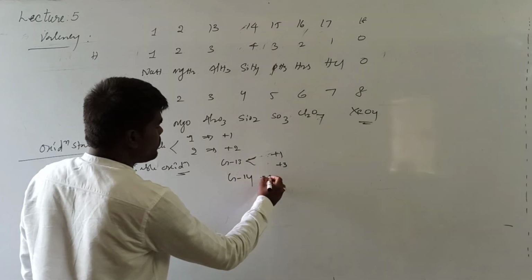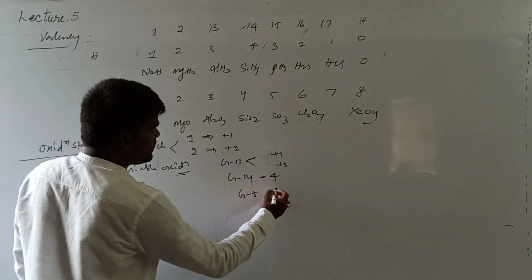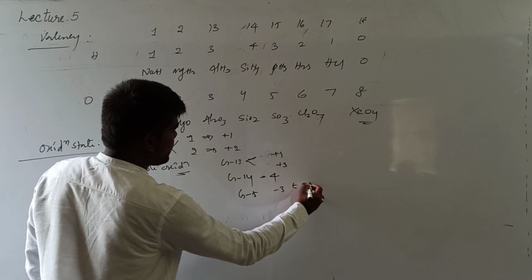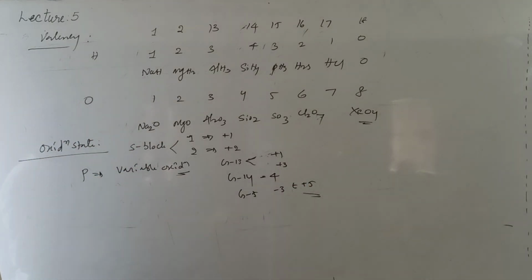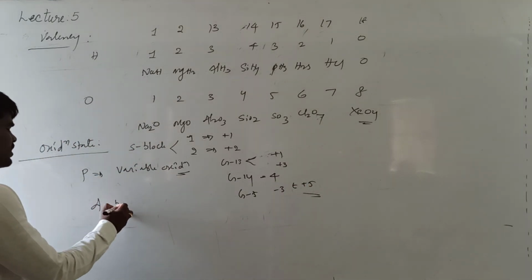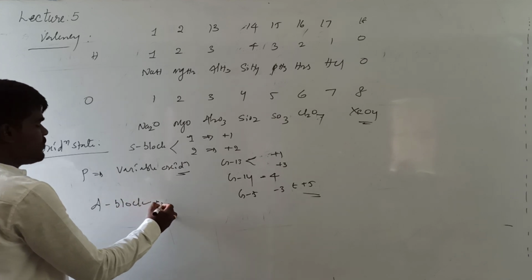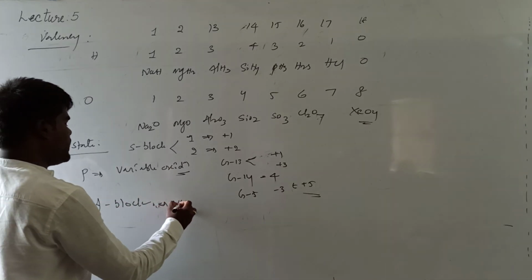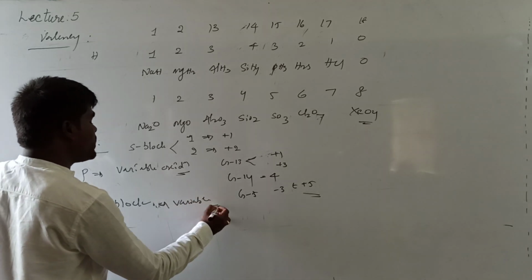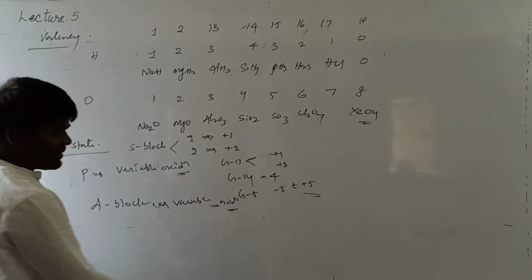If you are talking about group 14, this will be 14. Group 15 will exhibit -3 to +5. The variable oxidation state will exist. The d-block elements also exhibit variable oxidation states. Variable oxidation state means they exhibit more than one oxidation state.